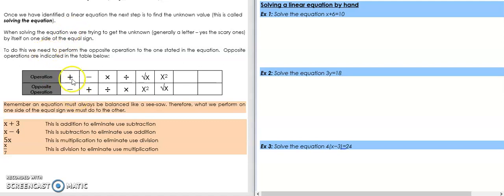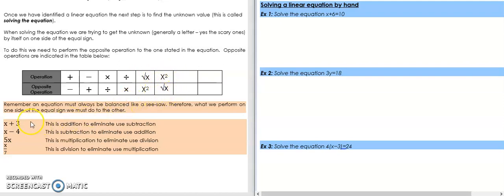This is a table below to show you what opposite operation you need to apply to an equation to get a variable or a letter by itself. Plus, opposite is minus, minus plus, times and divide, they're opposites. The square root of a variable, its opposite is to square it. And the same thing vice versa. If a letter is squared, you square root it to get the opposite.